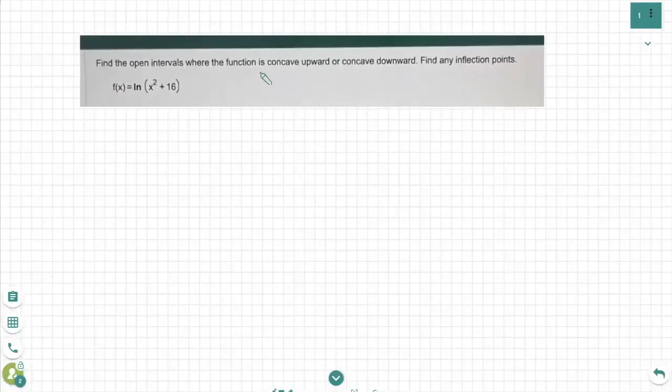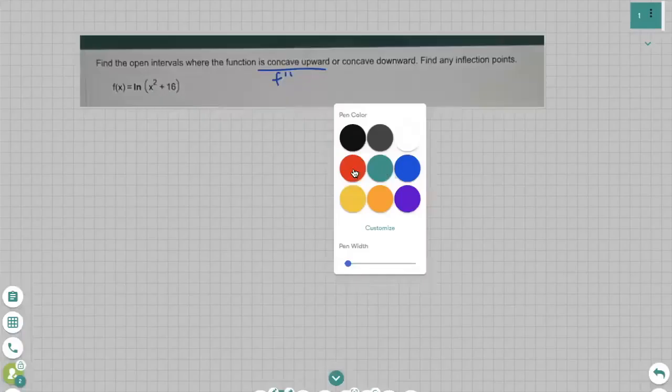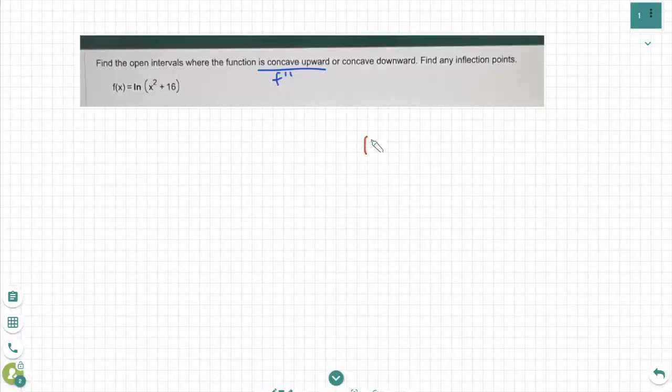It's asking about concavity. Do you know what you need to find to get that? We find the derivatives. Which derivative? The second one. Yeah. Concavity has to do with the second derivative. Okay. Do you know what the derivative rule for ln is? I know it's like 1 over f.